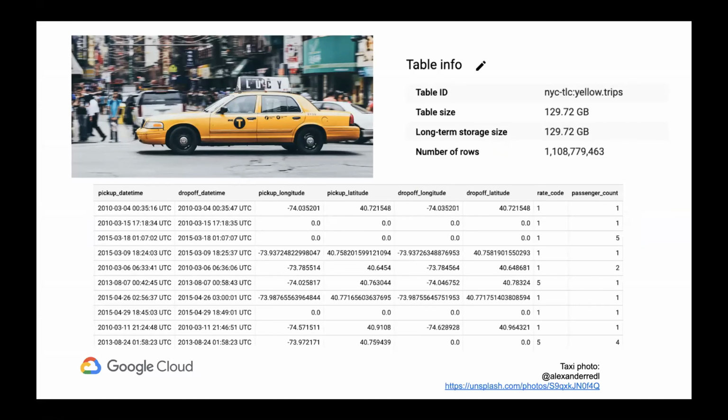As an example, let's say you have some data on BigQuery that looks like this. This is the New York City taxi cab data set, and it's 129 gigabytes in size. So lots of rows of data. And you can see, for each row, we have a taxi cab ride. We have the pickup date, drop-off date, pickup location, drop-off location, and so on. So what if we could take this data and try to predict how much a taxi cab might cost in terms of dollars based off of where they get picked up and where they get dropped off?